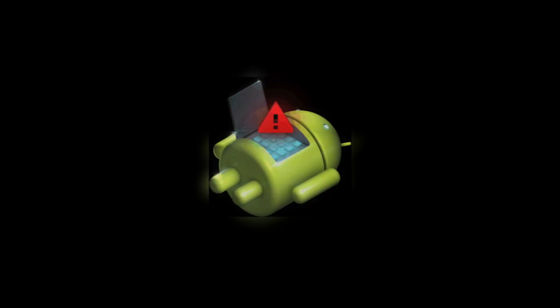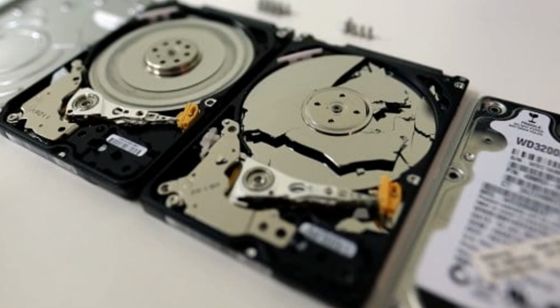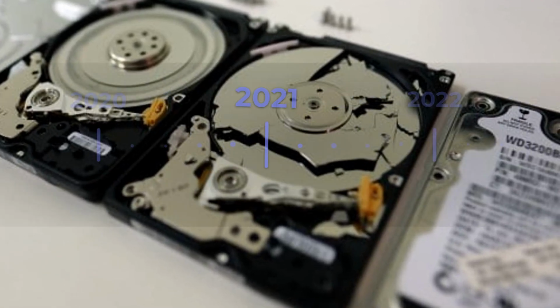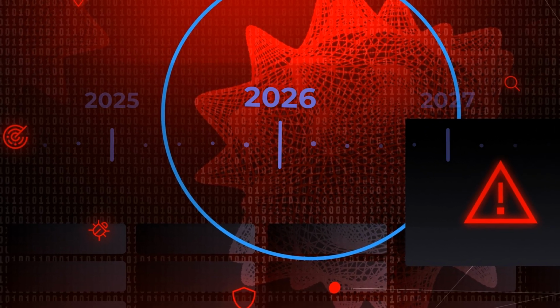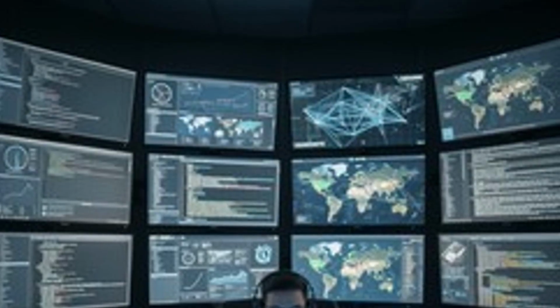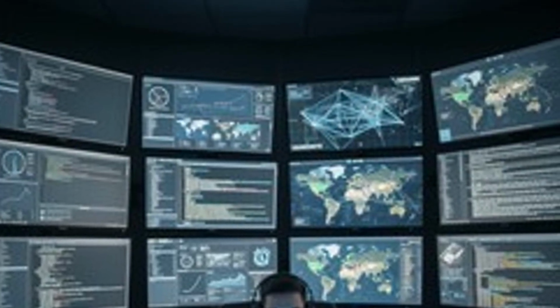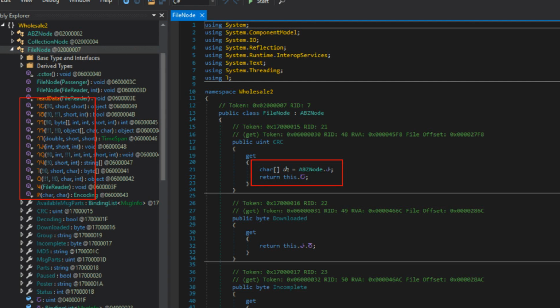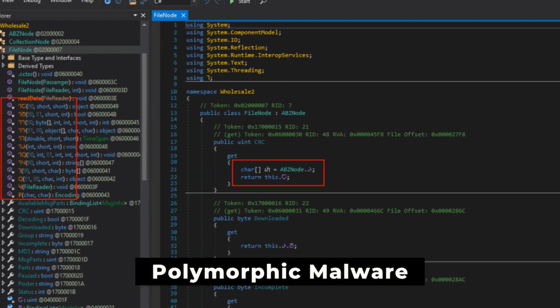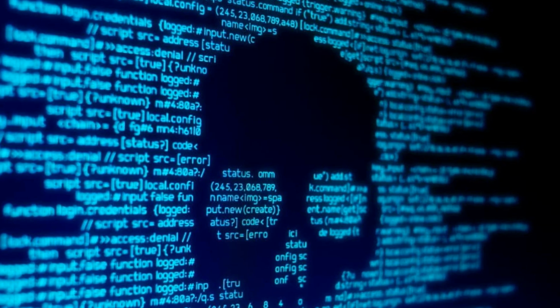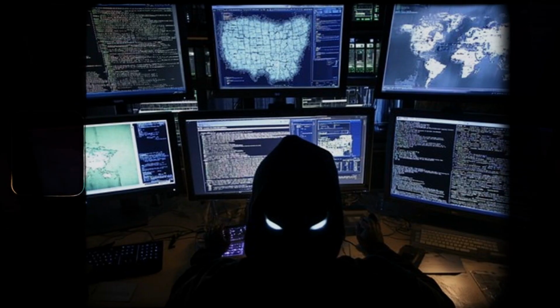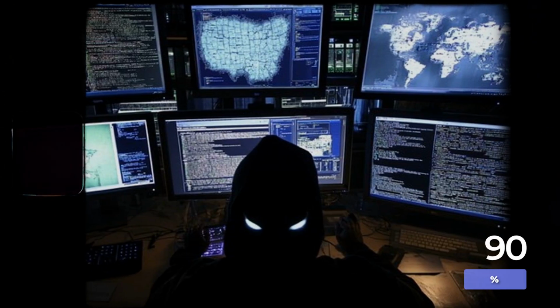It just abuses tools your operating system already trusts, so there's nothing sitting on the disk for antivirus to even scan. By 2026, it's behind the majority of serious malware incidents, and more than half of companies admit they struggle to catch it. And then there's polymorphic malware, code that rewrites itself every single time it runs, so no two copies ever look quite the same. Estimates vary depending who you ask, but most land somewhere around 90% of malware today using some form of this.